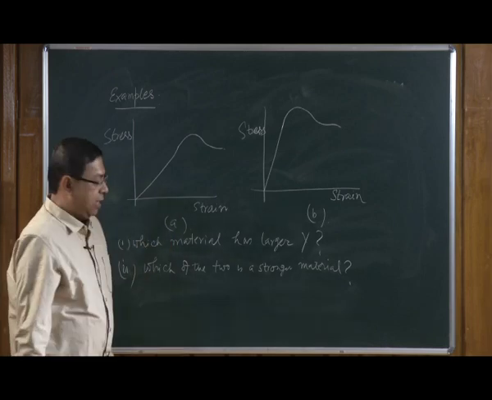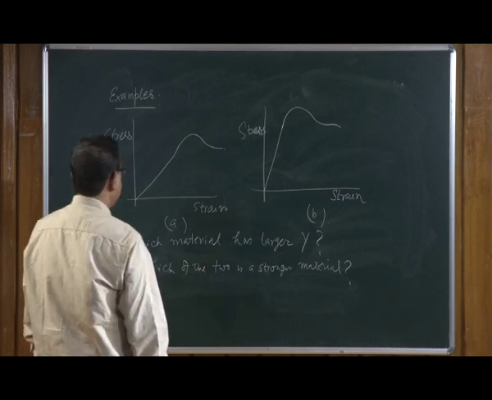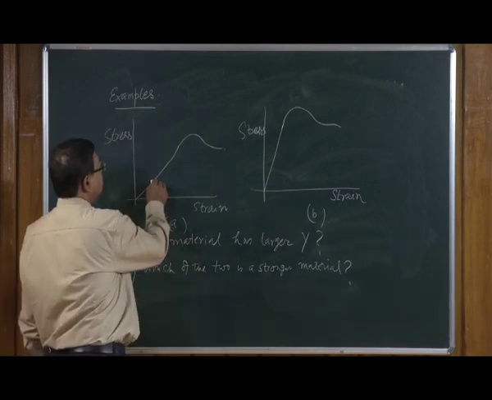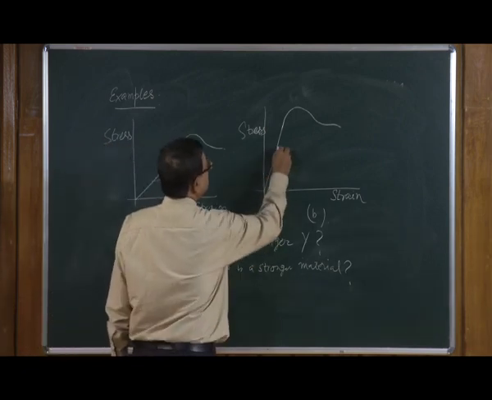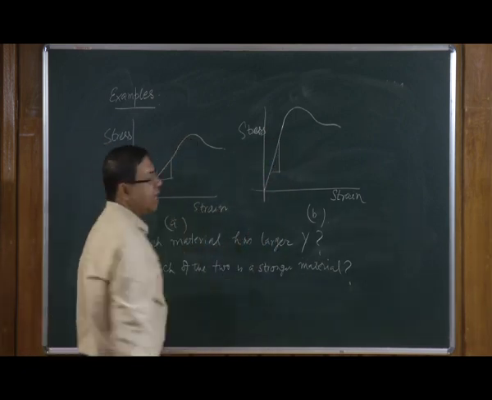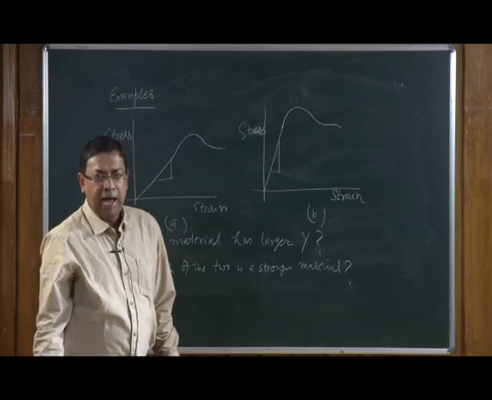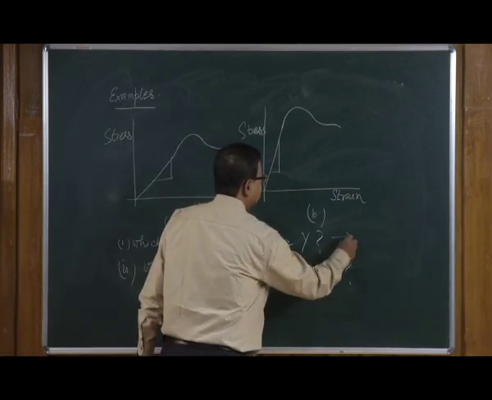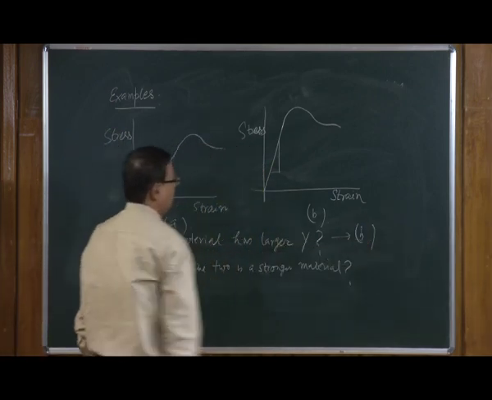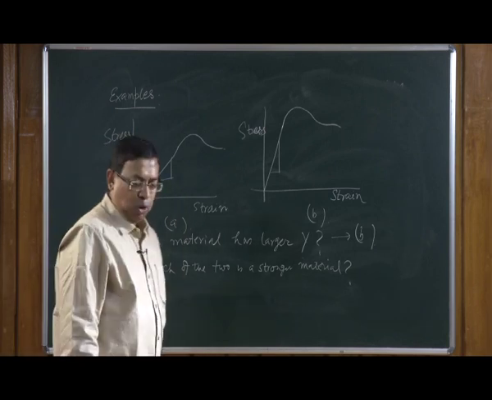The Young's modulus Y is defined as the ratio of stress to strain. So it is this versus this. Since B has a steeper slope as compared to A, B has the larger Young's modulus and A has the smaller Young's modulus.